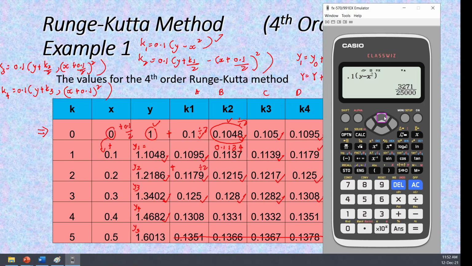So calculate K1 when K equal to 4. Take y4, take x4. If I use this one later on, the values of K1, K2, K3, K4 will be rounded a bit, because this one takes K more than 4 decimal places. So 1.4682. X is 0.4, so just equal. K1 is 0.1308.